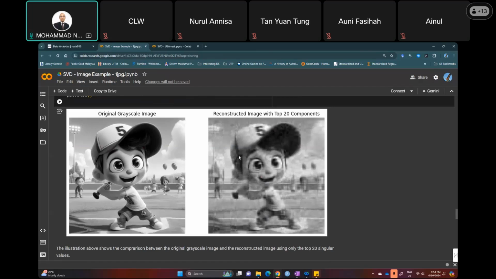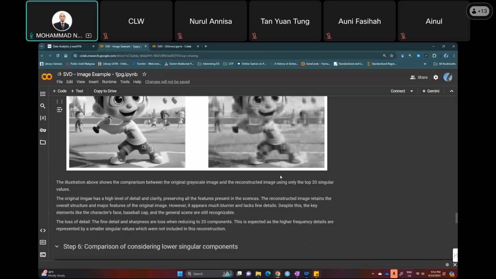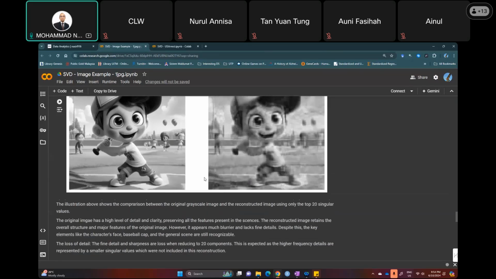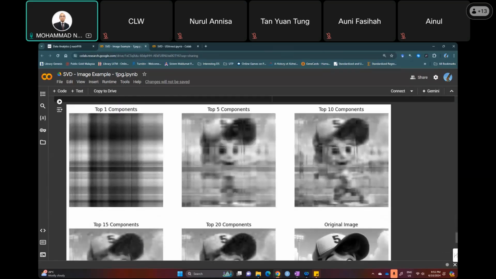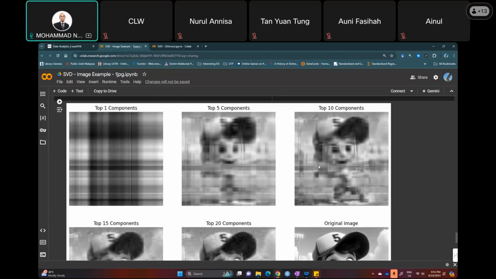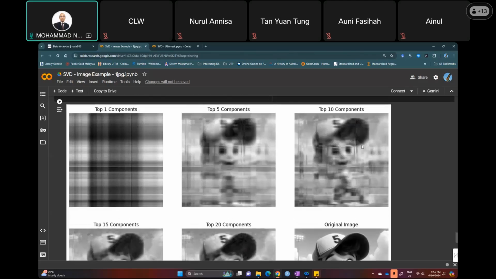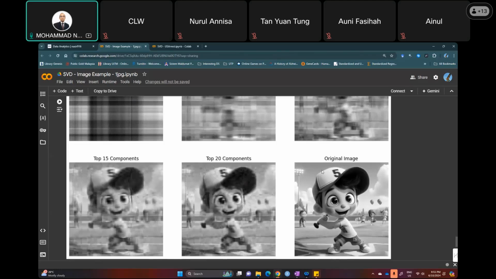The objective is to compress or reduce the dimension and preserve some elements. On the right-hand side, you can see the head, eye, and bat can still be detected and still remain in the picture. The key elements of the character, like the baseball cap and general skin, are still recognizable. When you select one principal component, the picture is very blurry; then 5, 10, until 20. When we select more singular values, it becomes clearer towards the original image.